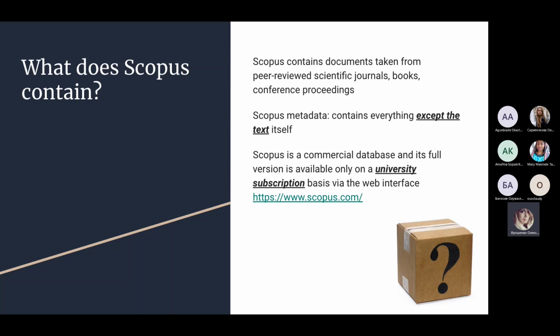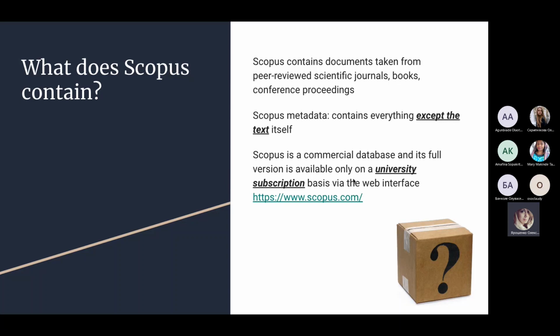Scopus is a commercial database, which means that Kyiv-Mohyla Academy and other universities worldwide need to pay a fee every year to subscribe to Scopus. Today, Kyiv-Mohyla Academy has subscribed to both citation databases, to Scopus and to Web of Science, so you can access them on the campus or remotely.